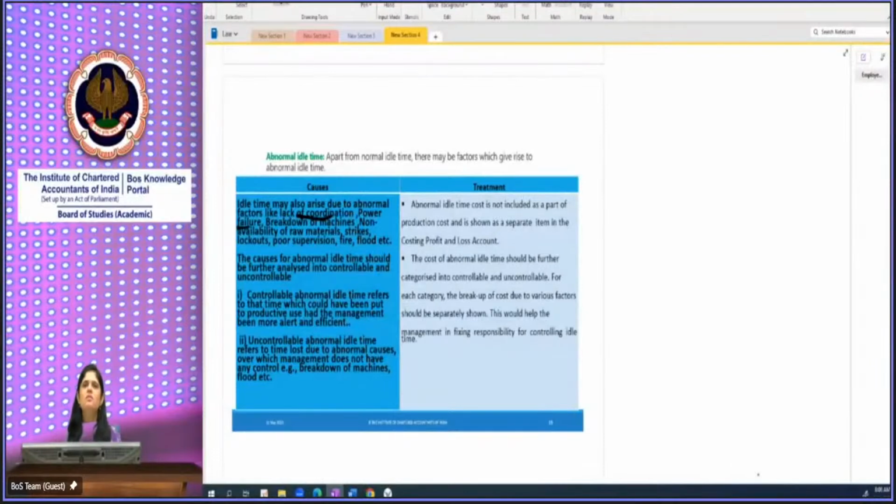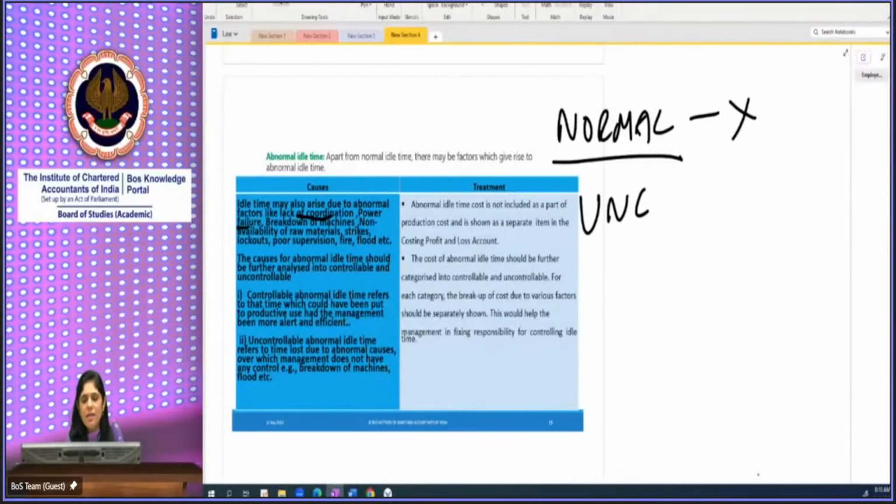It's just because of carelessness or negligence of any worker or employee that this abnormal idle time has happened. So controllable abnormal idle time should not happen again. Uncontrollable, nobody has control. So we should always control the controllable abnormal idle time. So students, normal idle time you cannot control. Uncontrollable abnormal idle time also you cannot control, but you can control controllable abnormal idle time. Clear? So normal idle time you cannot control. It will happen.